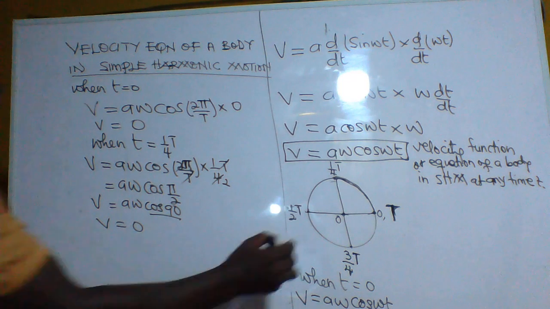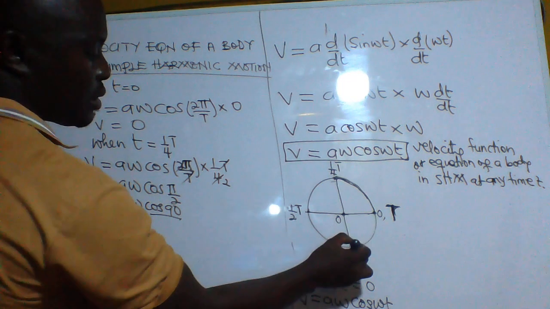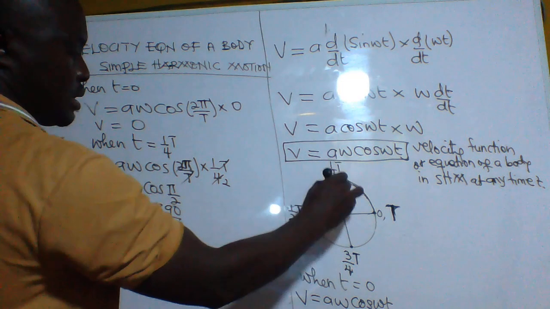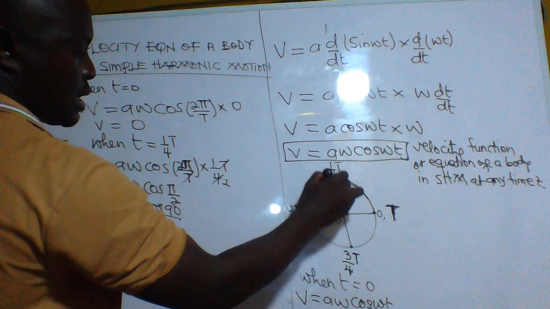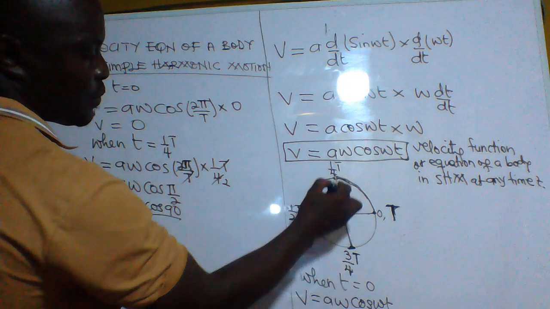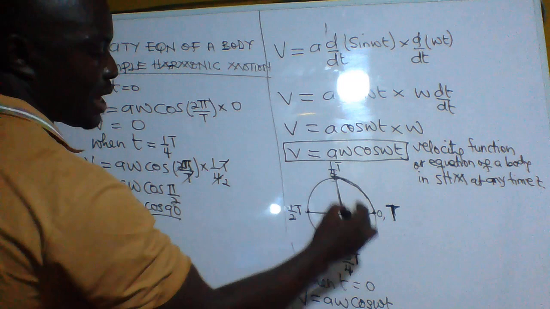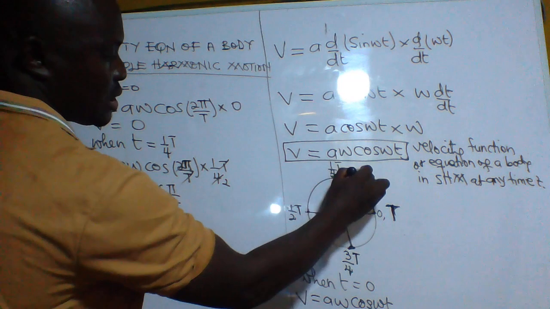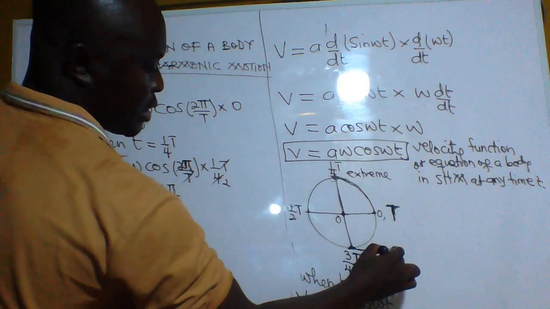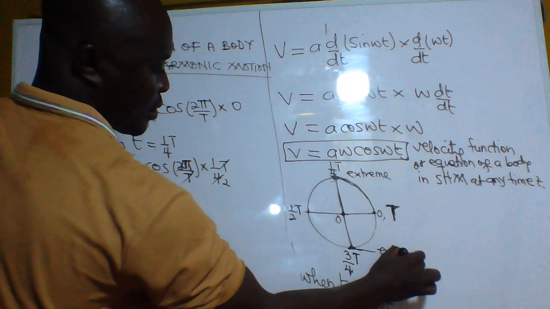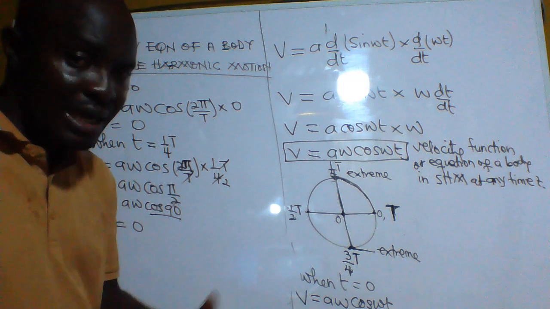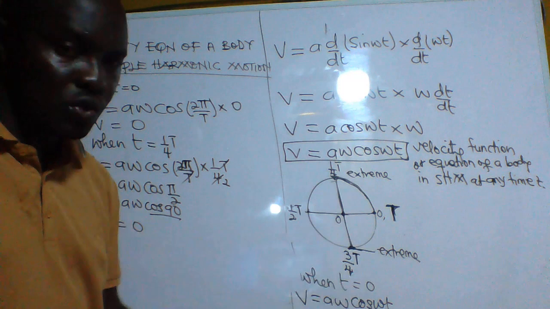Okay, and these 2 points are the maximum displacement. So this is the amplitude and this is the other amplitude. These 2 points where we have the amplitude are called the extremes. So this is one extreme and then another extreme. So the velocity of the oscillating body at the extremes is equal to 0.